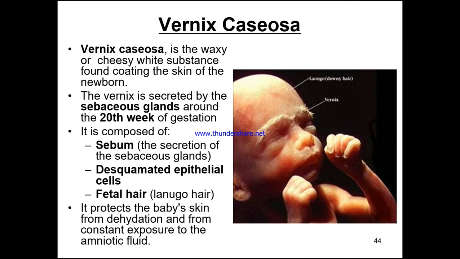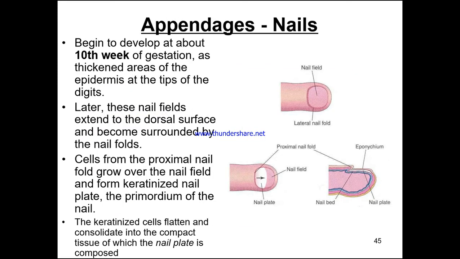The vernix caseosa is the waxy or cheesy white substance which is found on the skin of the newborn. The vernix is secreted by the sebaceous glands around the 20th week of gestation, and it's composed of sebum, which is the secretion of the sebaceous glands, desquamated epithelial cells and fetal hair, the lanugo hair, which disappears. It protects the baby's skin from dehydration and from constant exposure to the amniotic fluid.